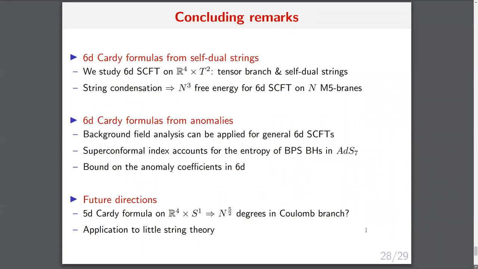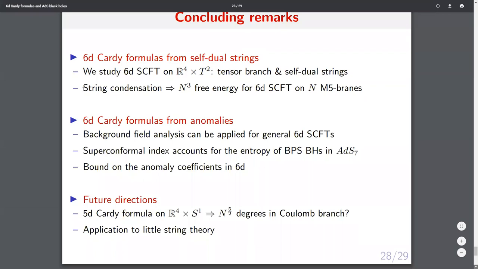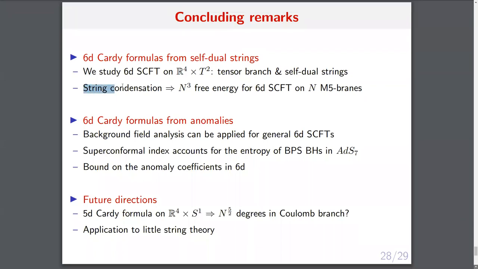Okay, so let me conclude my talk with some remarks. In the first part, I talked about the 6D Cardy formula from the strings, and I studied the 6D SCFTs on R times T2 in the tensor branch, which can be studied from the elliptic genus of the strings. We observed that the number of strings condenses to a non-zero value, and it corresponds to the N cubed free energy for 6D SCFTs on N M5-branes.